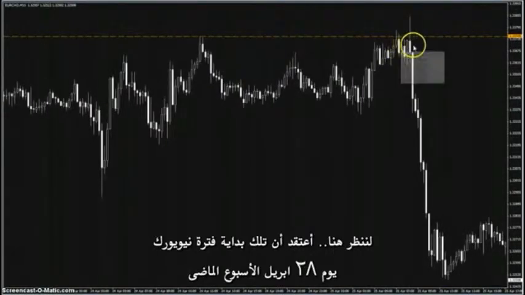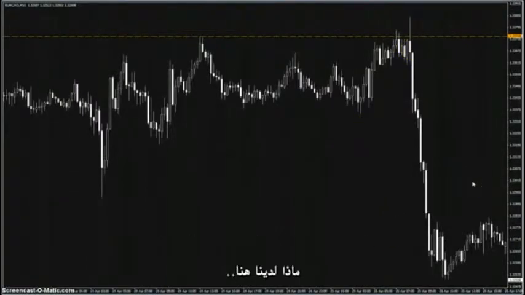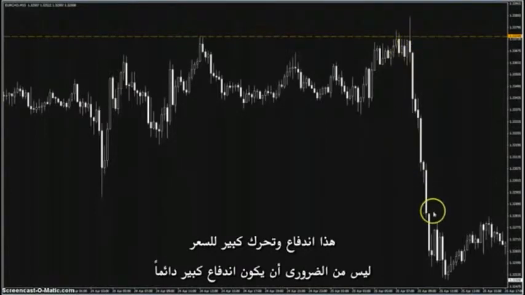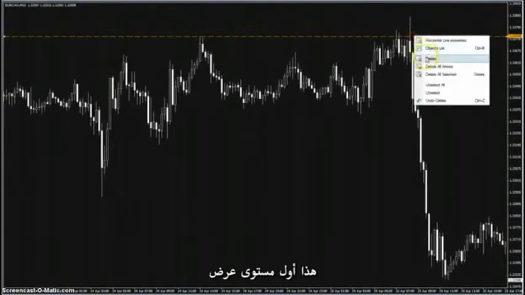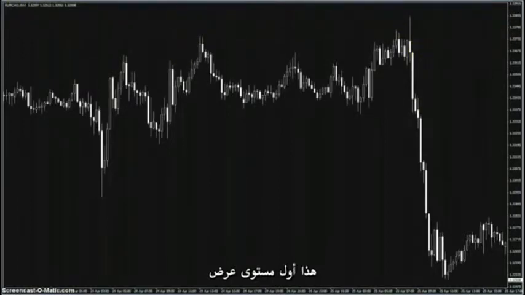I think this was the New York session, actually. This was April 25th, so this was last week. Now, what do we get here? We get a significant move from this area right here, right? Significant. I mean, this is massive. Now, it's not always this big. It's not always going to be this strong, nor does it need to be. But this is a good example. That's why I picked it. It's very clear. So, this is our first supply level, okay?